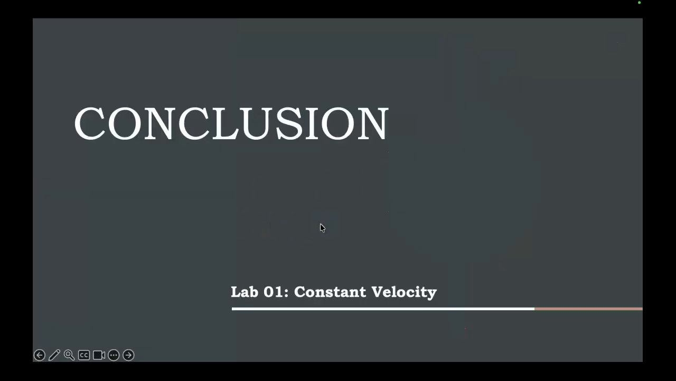The conclusion is that this lab showed that an object with 0 net force moves at a constant velocity, and the tracker data and computational model agreed closely, confirming the prediction of Newton's second law. However, we did see some slight deviation due to the friction and air resistance.